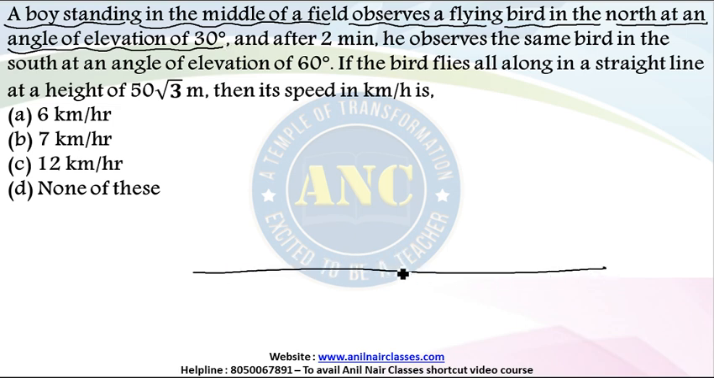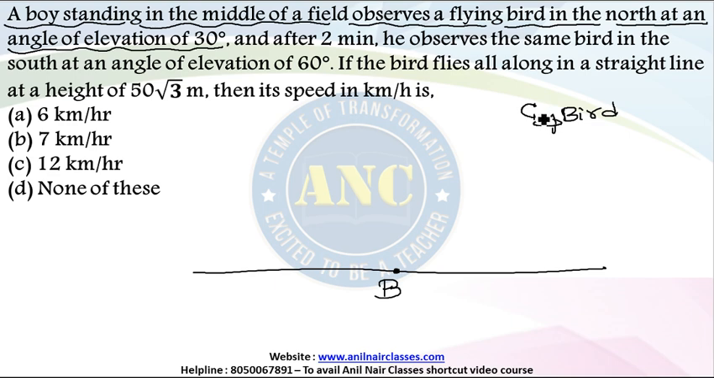There is a field like this. A boy, let me call that boy B, is standing in the middle of a field and observes a flying bird in the north. Suppose for the boy, this is the north. There is a bird like this. I will call the position of the bird at some instant as C.